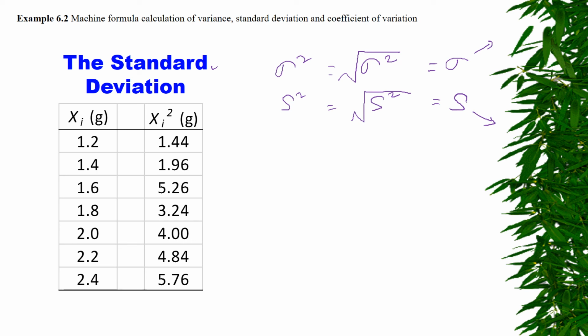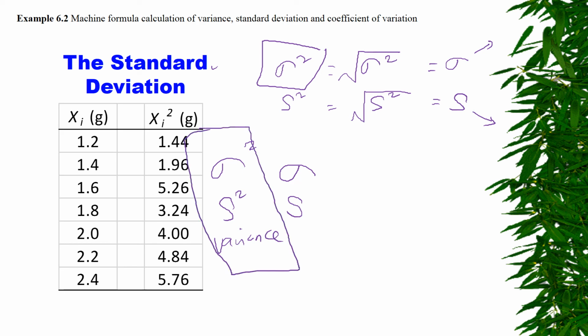So no need to be complicated. If you want to get the standard deviation, first get the variance, and then just take the square root of the variance. Then you can get the population standard deviation and also the sample standard deviation. So remember, with the square it is the variance, and without the square, this is the standard deviation.